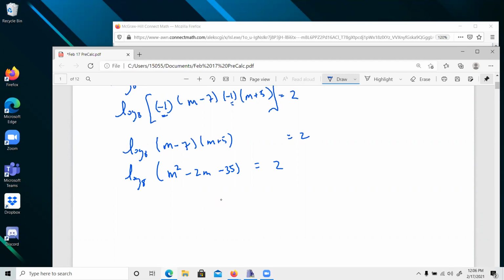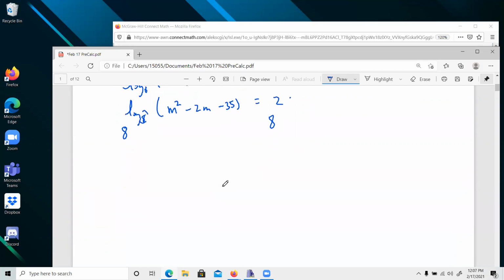All right, now we have to unlogify. We have to take the anti-log of both sides, which means we make these two sides the exponent to a new base. We're going to pick 8. Why 8? Because the log base 8 is telling us to pick 8. If it was log base 12, we'd pick 12. So we have m squared minus 2m minus 35 is equal to, it's not 8 times 2, it's 8 squared. It's equal to 64. So be real careful about that.